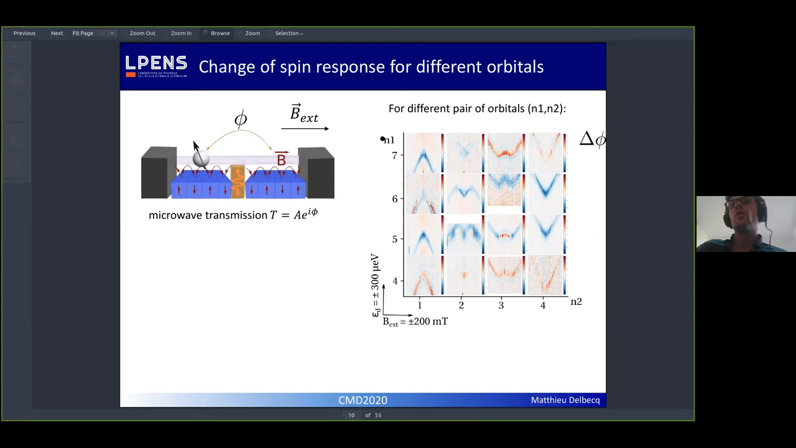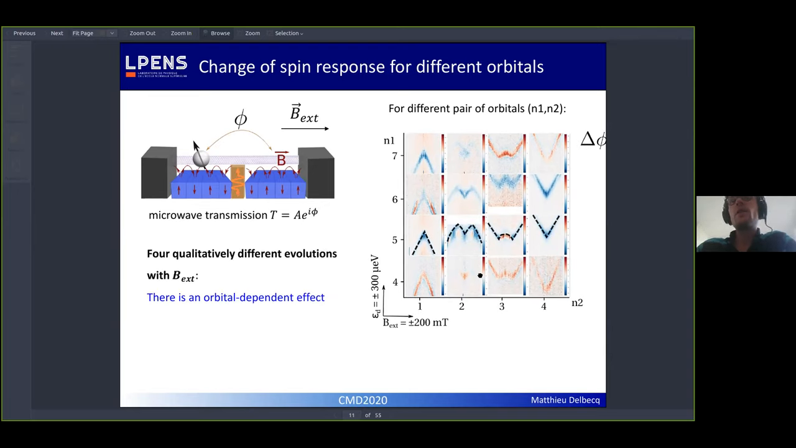So for the left dot from 4 to 7 and the right dot from 1 to 4, these numbers are arbitrary. We are not close to the single electron regime, but they are just counted from some arbitrary offset. What we observe here is clearly 4 different evolutions with magnetic field and detuning. There is a clear orbital dependent effect of the spin response of our double quantum dot. This is probably a very elementary way of saying that we have a spin orbit coupling in this device. So we see clearly 4 different qualitative evolutions.